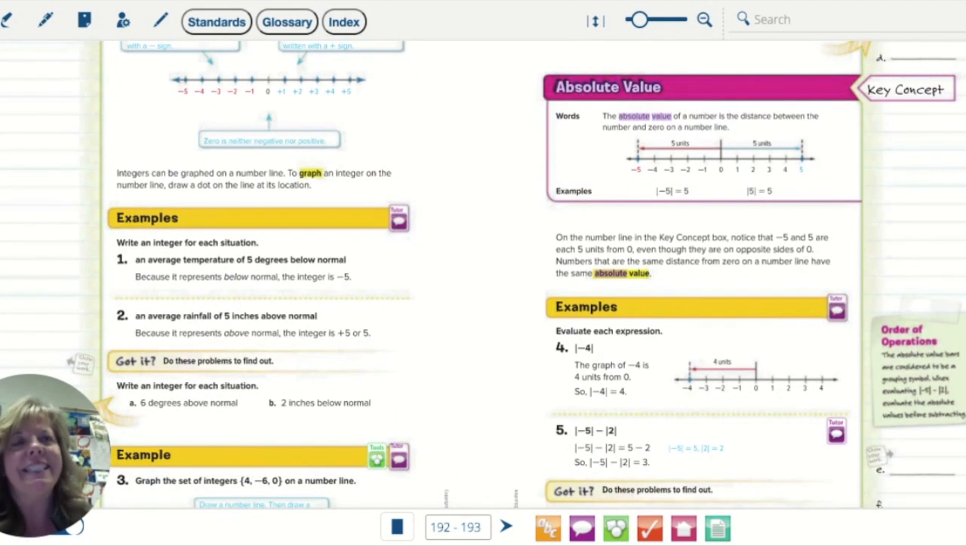Absolute value is the distance. It's not a value like it says. It's the distance from 0.